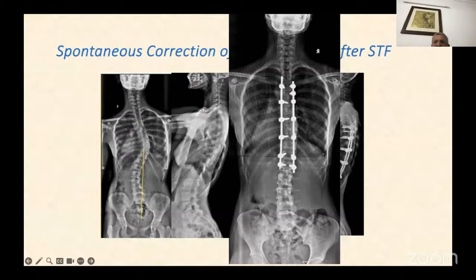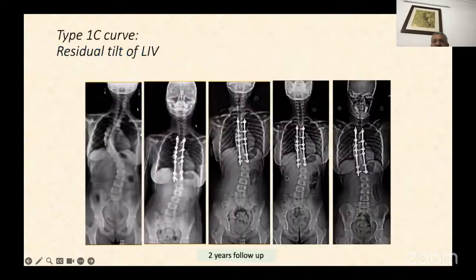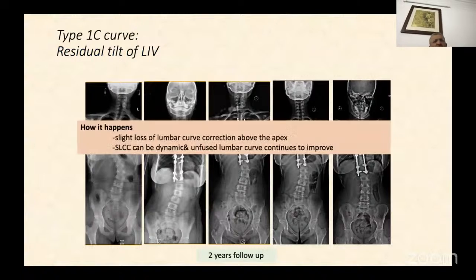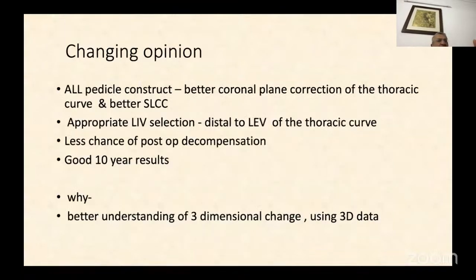As I mentioned, since I go to the stable vertebra, I always leave some degree of tilt at the lower part of the vertebra. I don't try to get it horizontal. It is completely like this so that it allows some degree of correction around the lumbar curve. Okay. You can have decompensation, but fortunately, most of them tend to correct over a period of time because it is dynamic. The unfused lumbar curve continues to improve over a period of time.